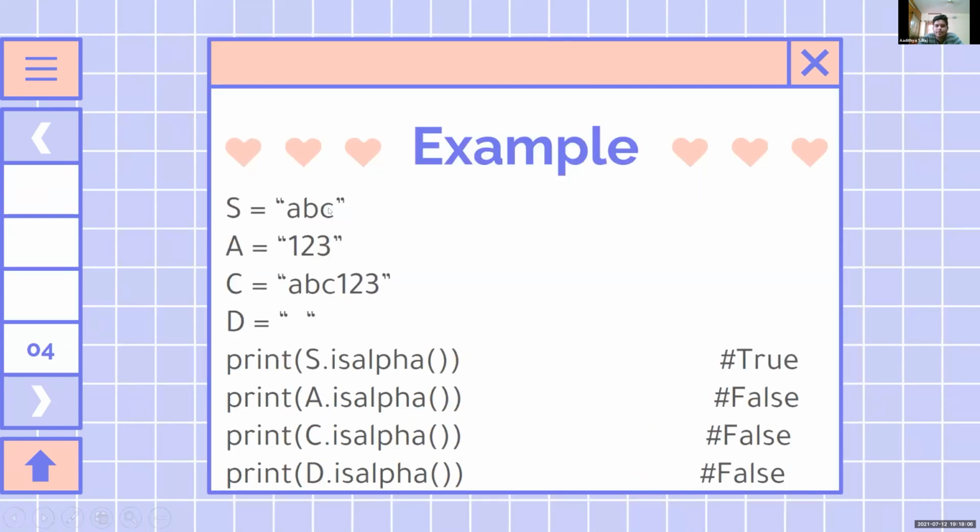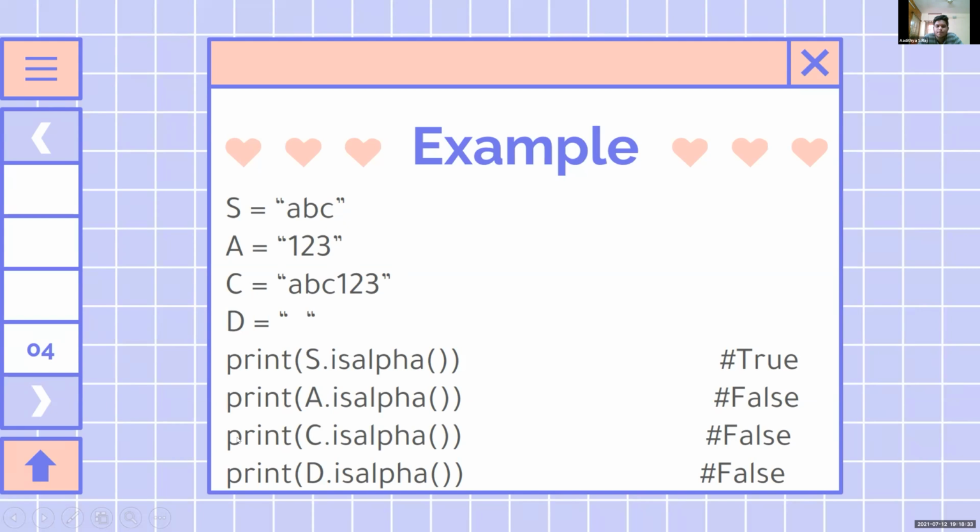The example we take the same as before. So the first statement, when we check print S dot isalpha, it checks whether the string consists of only alphabets or not. Here the condition is correct and it gives the output as true. The next statement is A dot isalpha. When it checks, it has digits, so the condition is not obeyed. So the output is false.